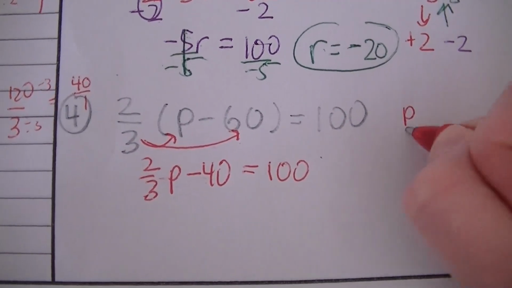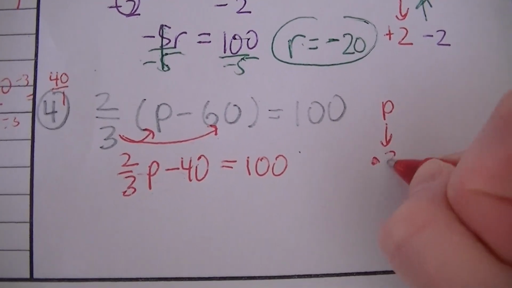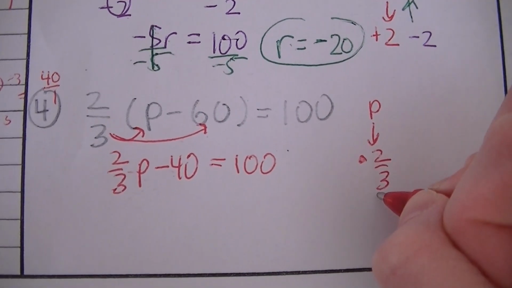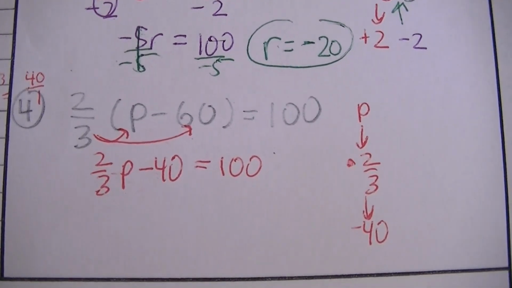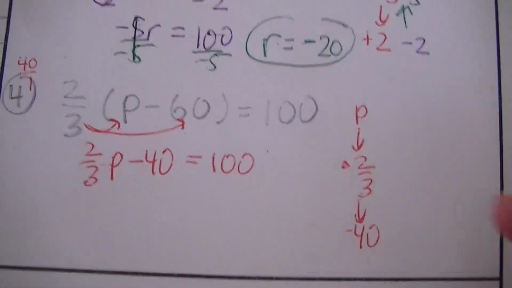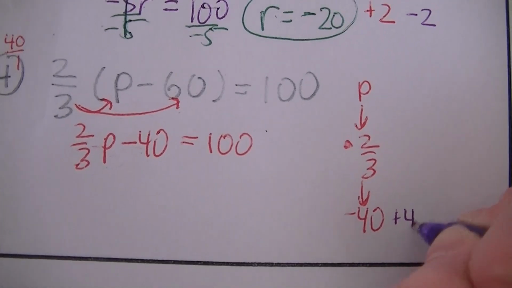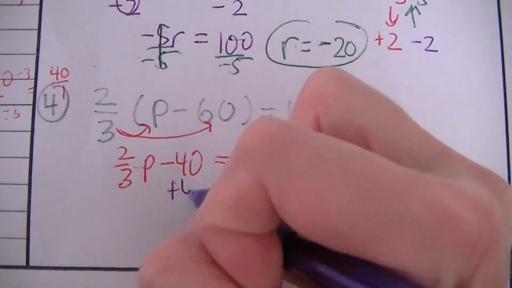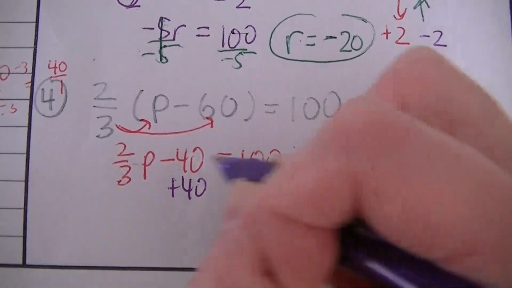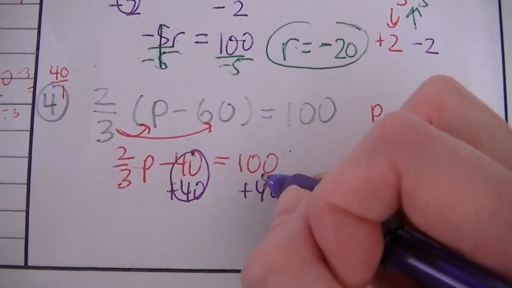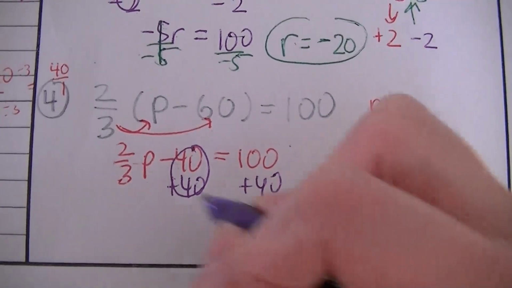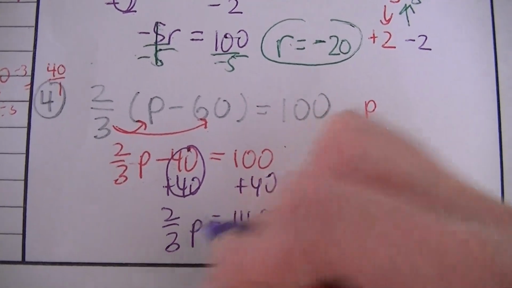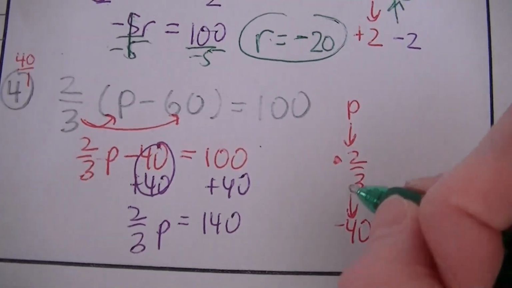We started with p. We multiplied it by 2/3. And then after that, they subtracted 40. The inverse operation of subtracting 40 is to add 40, and make sure you do that to both sides of that equal sign. Negative 40 plus 40 is 0. 100 plus 40 is 140. Bring down your 2/3 p, and then go ahead and go back up.